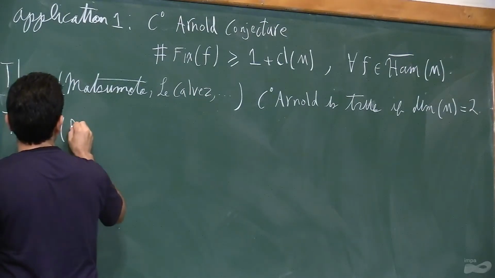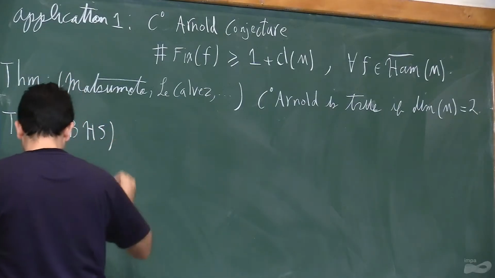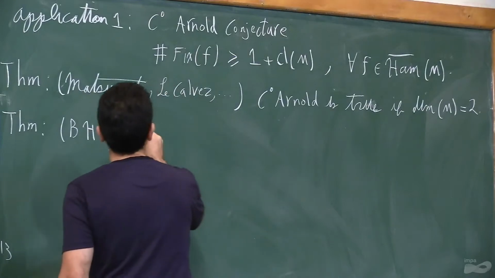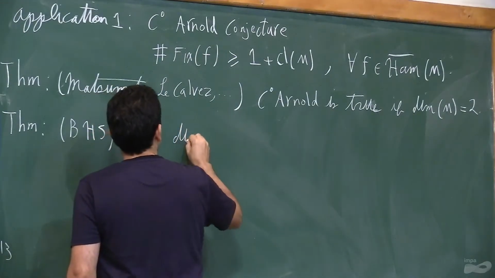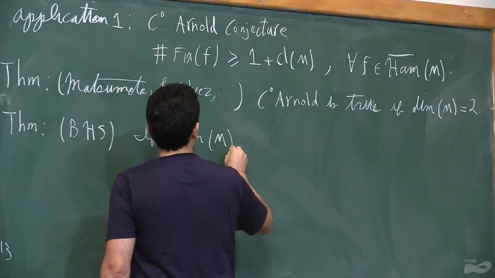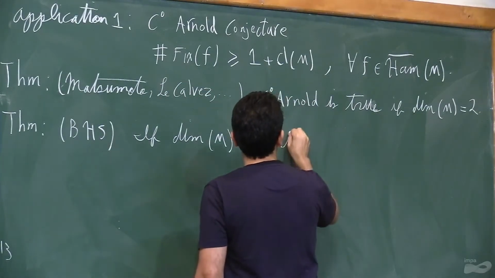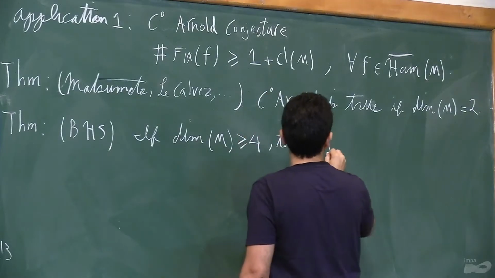in higher dimensions, however, we constructed a counterexample. So this is again with Bohovsky and Humilier. We show that if the dimension of M is bigger than 4, or is at least 4, then you can always find a homeomorphism with just one fixed point.